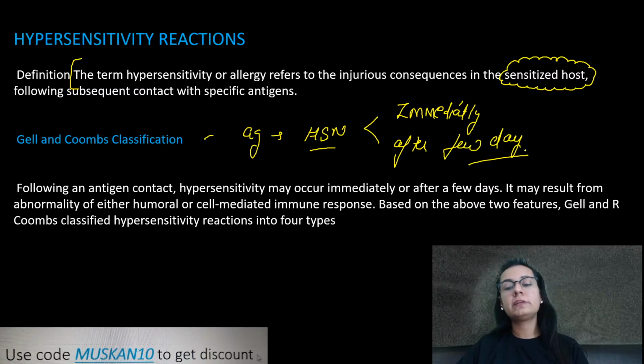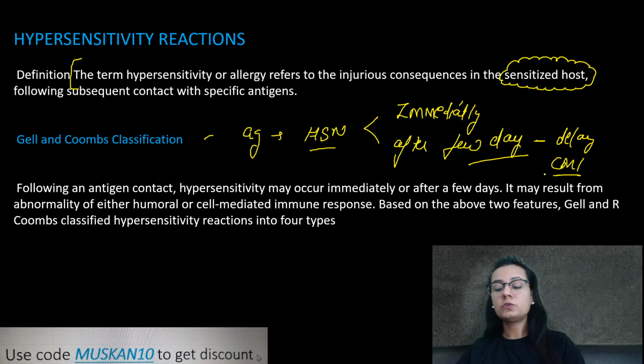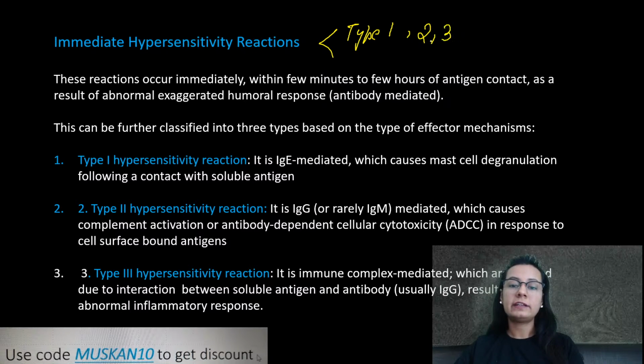few days. So it may result from an abnormality of either humoral or cell mediated immunity. ठीक है. That is after few days is what delayed. So it is mainly cell mediated and under humoral. Based on about two features, Gell and Coombs classification. Immediate में अपन कौन से आएंगे, type 1, type 2 and type 3.